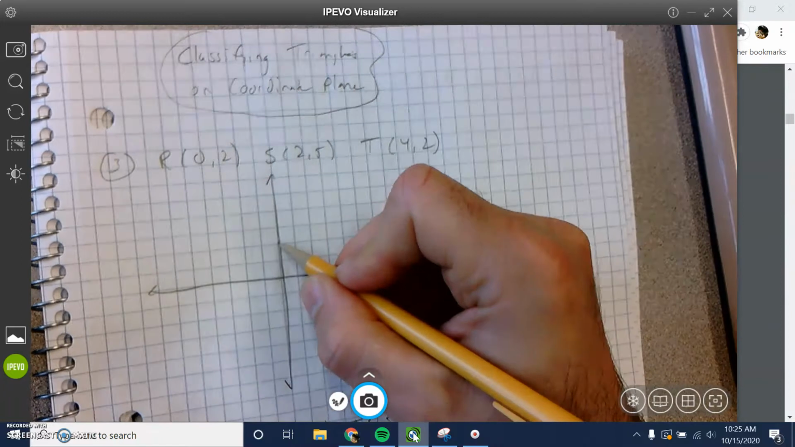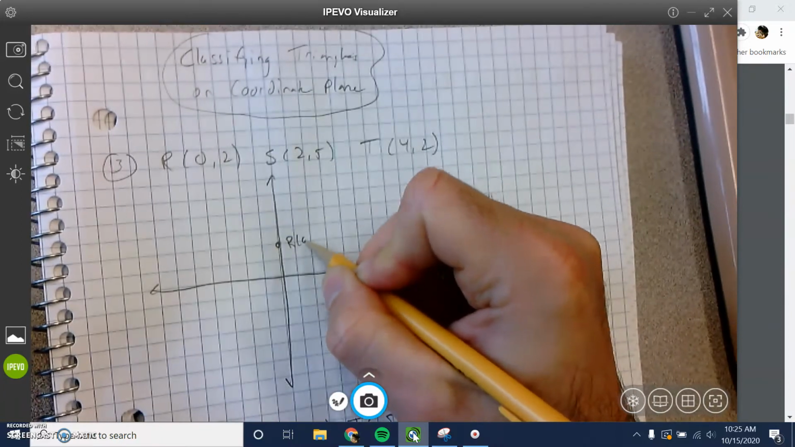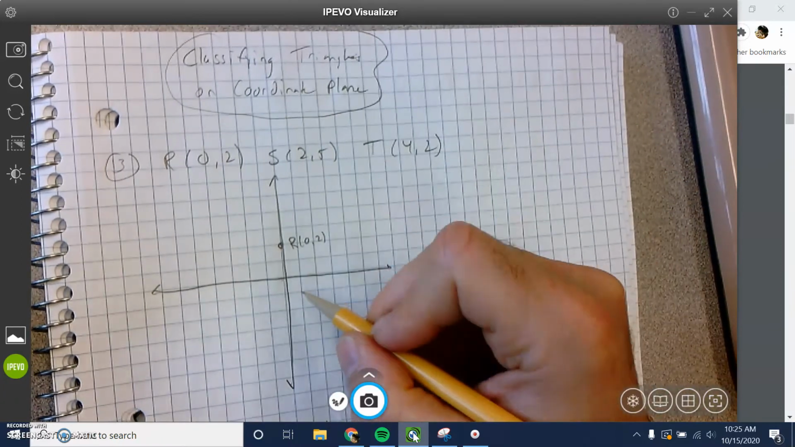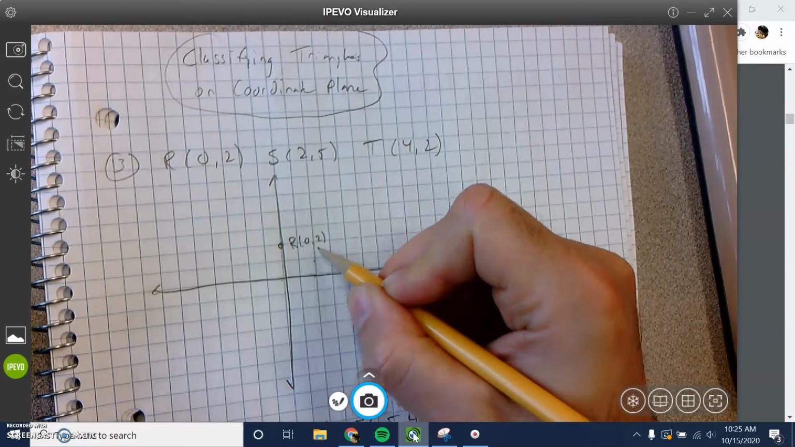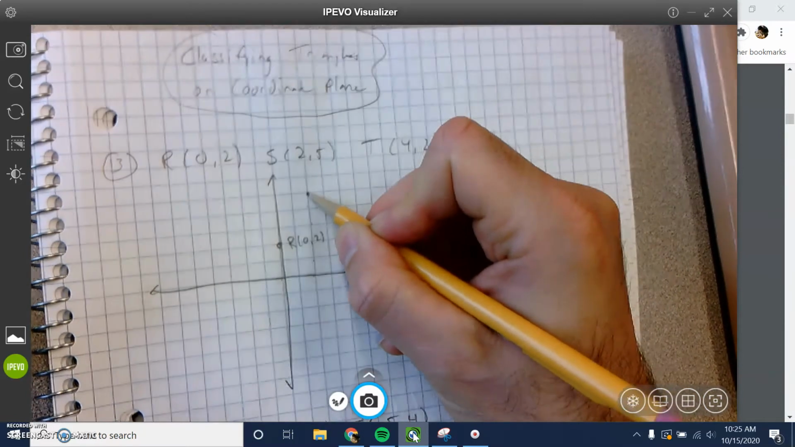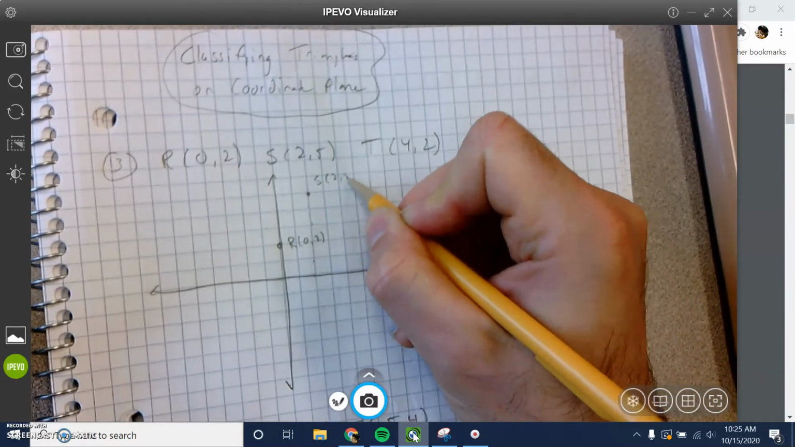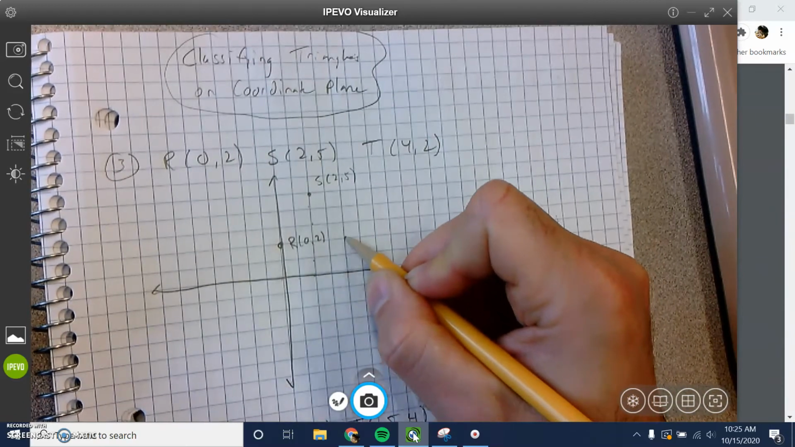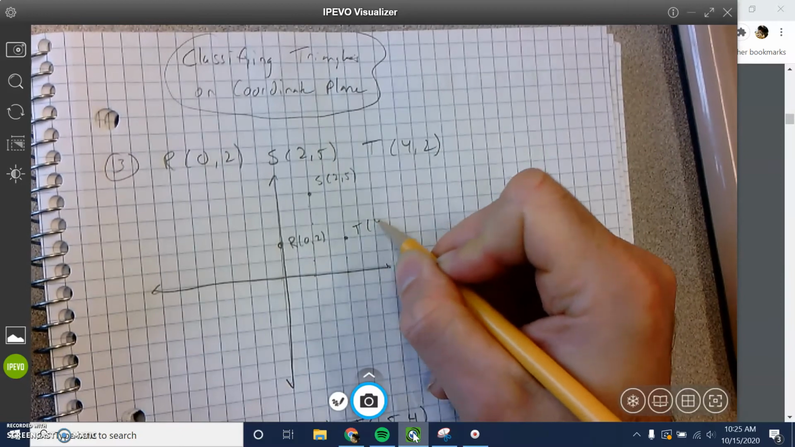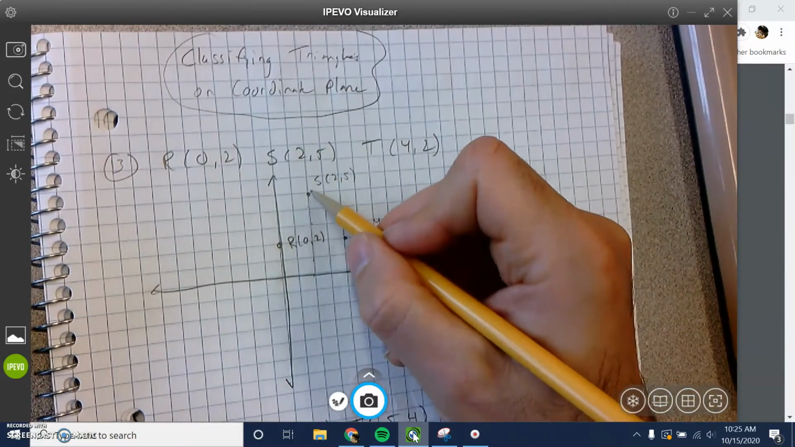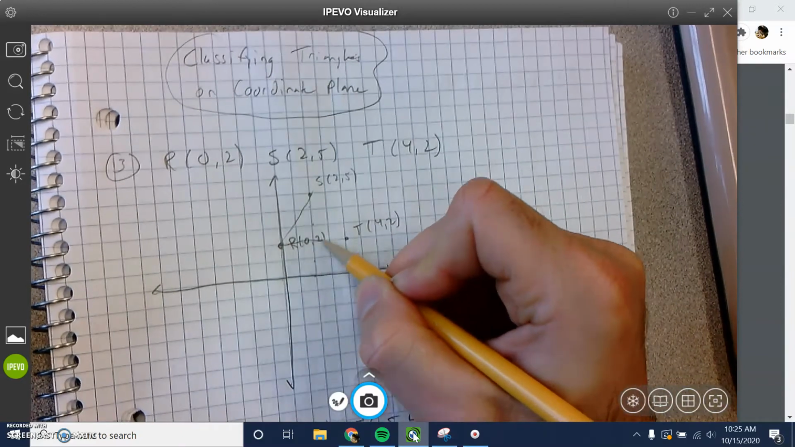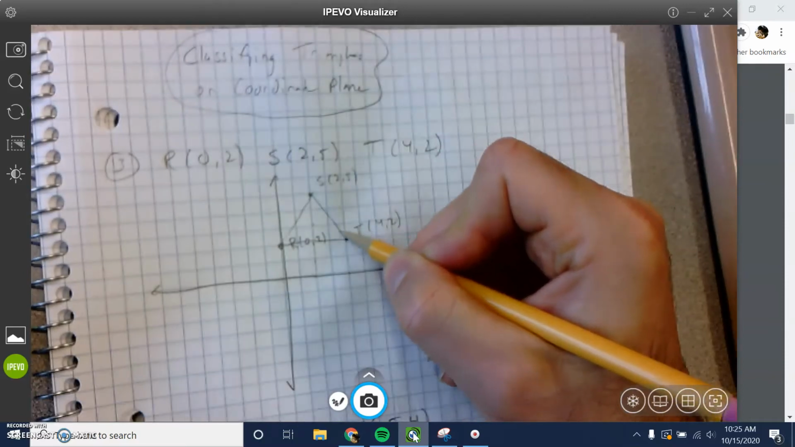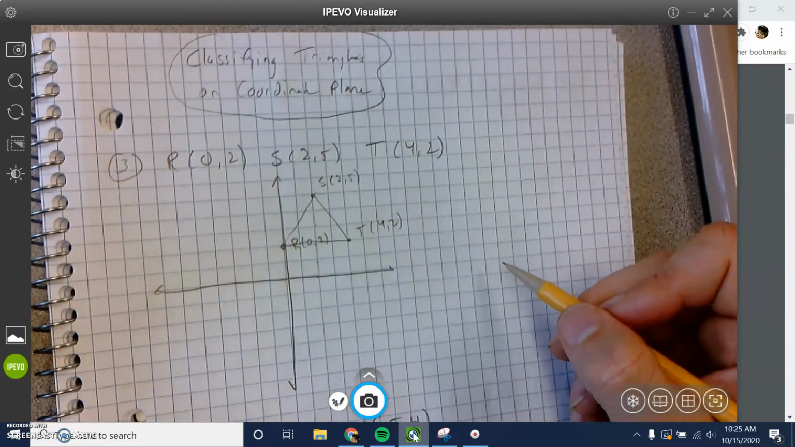So R is 0, 2. S is 2, 5, 1, 2, 1, 2, 3, 4, 5. And T is 4, 2. 1, 2, 3, 4, 1, 2. Okay, so there you go.